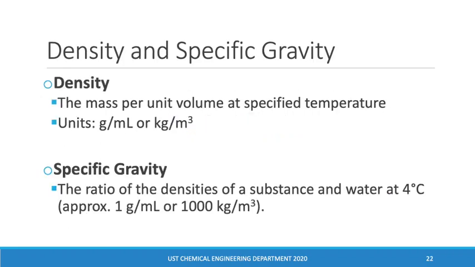Other relevant quantities that we have to consider are density and specific gravity. The density is defined as the mass per unit volume of a substance at a given temperature. Its unit is commonly expressed as gram per ml or kilograms per cubic meter. Meanwhile, specific gravity gives the ratio of the density of a substance and the density of water at 4 degrees Celsius. If the specific gravity of a substance is given, we can calculate its density by multiplying it by the density of water, which is 1 gram per ml or 1,000 kilograms per cubic meter, depending on the unit that you want to use.